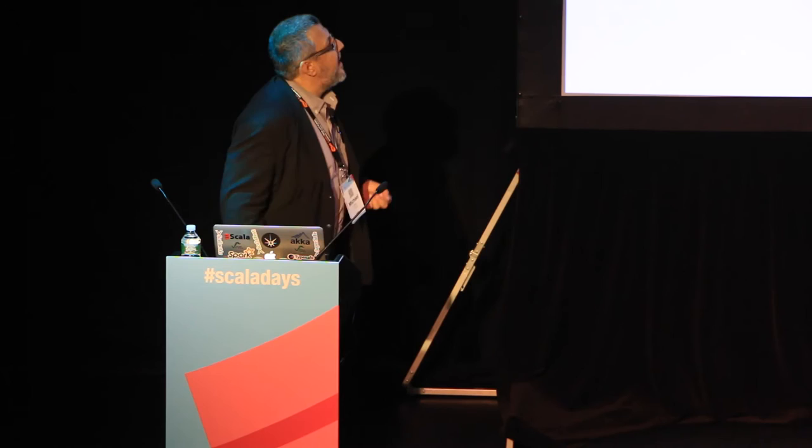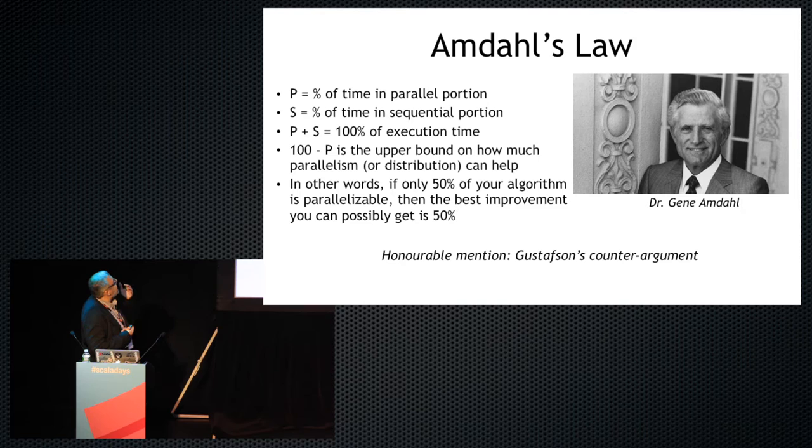One is something I'm sure we've all heard of, Amdahl's law. And the idea is simply saying that the percentage of the time you spend in a parallelizable portion of your application, and the portion of your time you spend in the purely sequential portion of an application, he was talking about on a single processor, 100% minus that parallelizable time is the upper bound on how much parallelism or distribution can help. So you could have a perfectly parallelized system distributed all to pieces, and that's your upper bound. Because if there's some portion of your system that still requires sequential operation, you can't ever optimize beyond it.